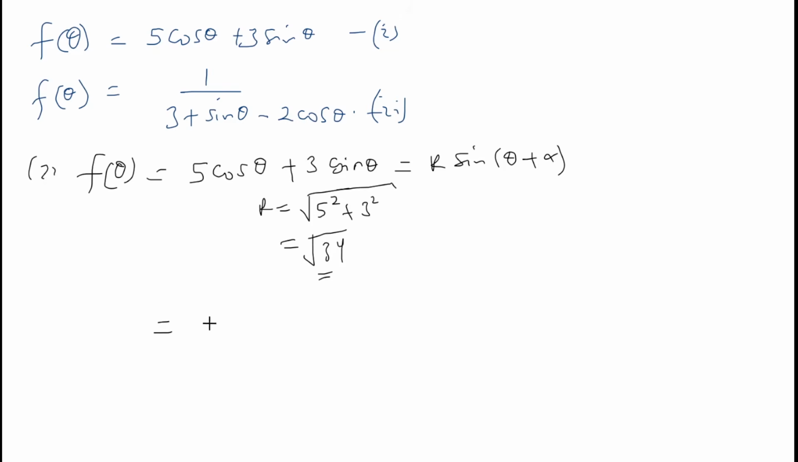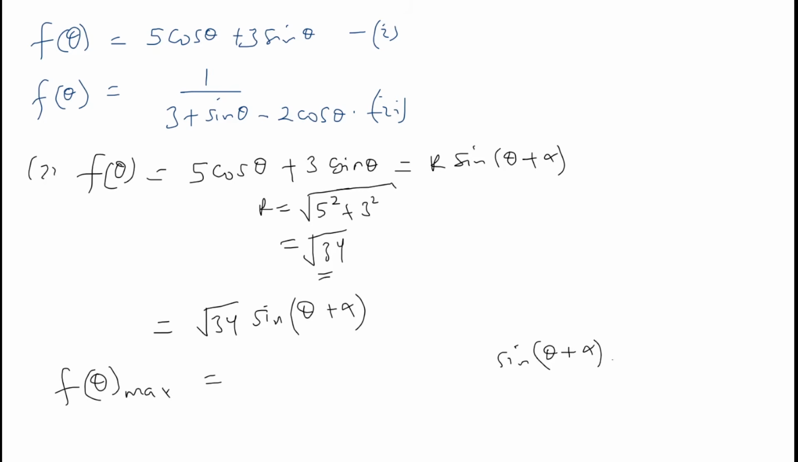So it means our function has become the square root of 34 sine(theta plus alpha). Now at maximum, if you want to find the maximum signal strength, our sine is equal to 1. So wherever we have sine of this angle, we shall substitute a 1. So this will be root 34 times 1. So it means our maximum strength is the square root of 34, which is approximately equal to 5.831.